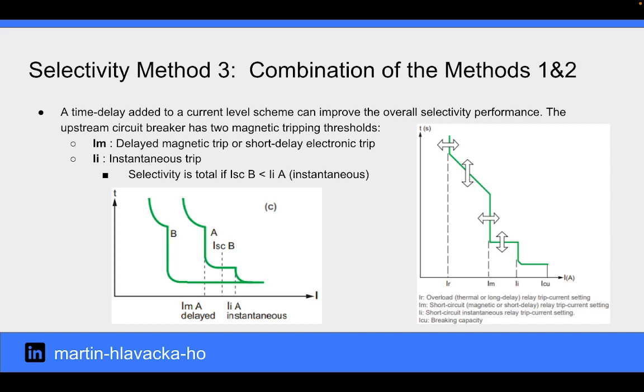Total selectivity can only be guaranteed if the short circuit breaking current of the downstream circuit breaker is less than the instantaneous magnetic trip of the upstream circuit breaker.